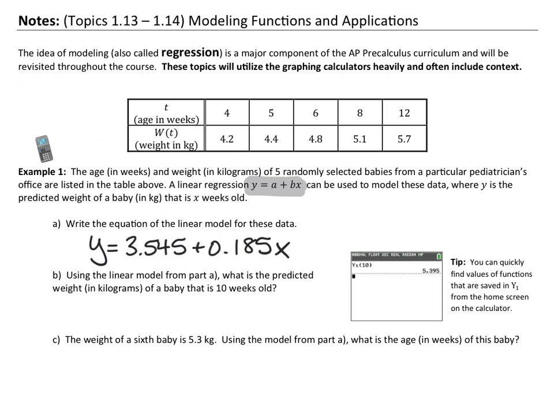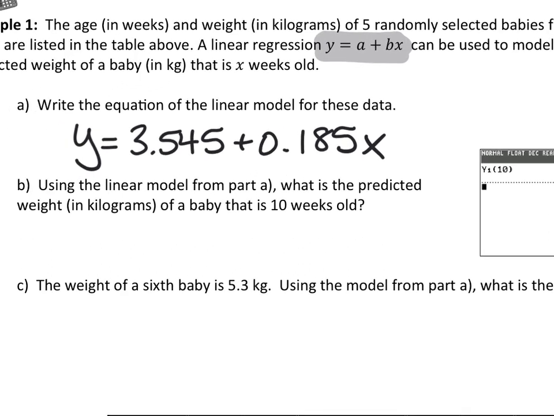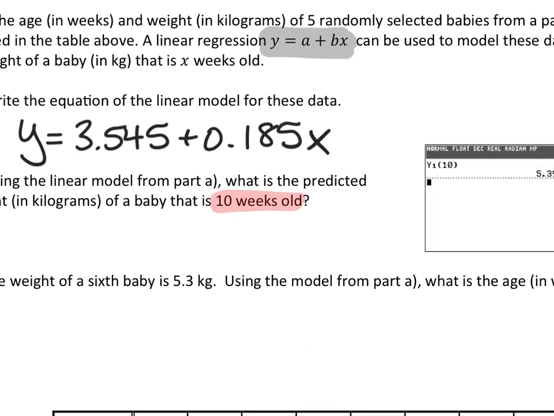Sounds great. Part B, though, goes on to say, using the linear model from Part A, so the equation we just got, what is the predicted weight in kilograms of a baby that is 10 weeks old? My question for you is, if they told us 10 weeks, did they give us an input or an output? Input. So we're going to want to plug that number into the equation, which, yes, 1,000%. You could type 3.545 plus 0.185 times 10 into your calculator, press enter, and get your answer. Or use the hint that's on the side of the page.